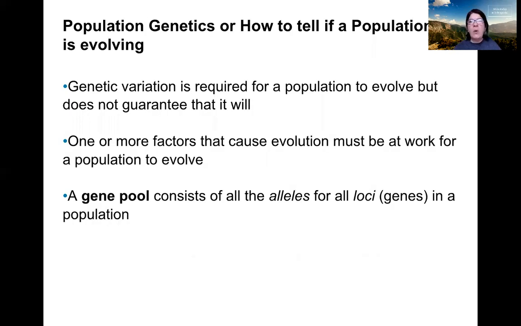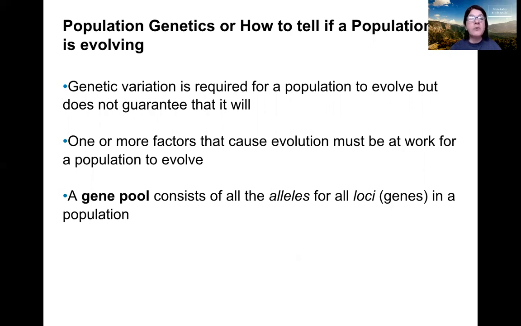All right, so now that we've generated variation, we're actually going to go back to how you create more genes and variation when we talk about how new species form. But let's talk about population genetics, or how can we tell if a population is evolving, if a population is changing. Now, genetic variation is required for a population to evolve, but it doesn't guarantee that it will. Just because you have genetic variation doesn't mean the population is evolving. So one or more factors that cause evolution must be at work for a population to evolve.